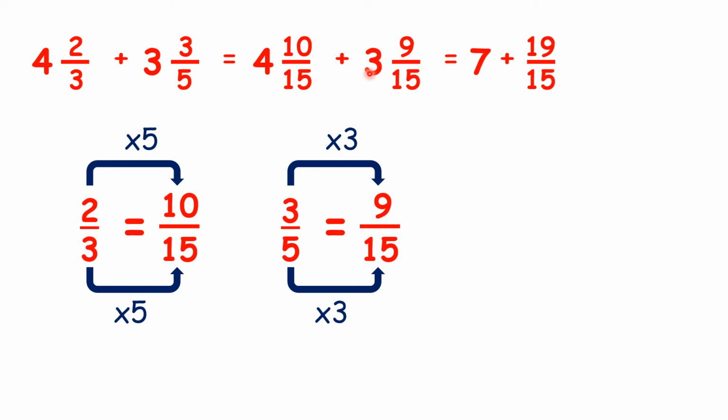Adding up our whole numbers makes 7, and adding up our fractions makes 19/15. But we can't write 7 and 19/15. So let's change those 19/15 into a mixed number. We really have 7 plus 1 and 4/15. So our answer must be 8 and 4/15.